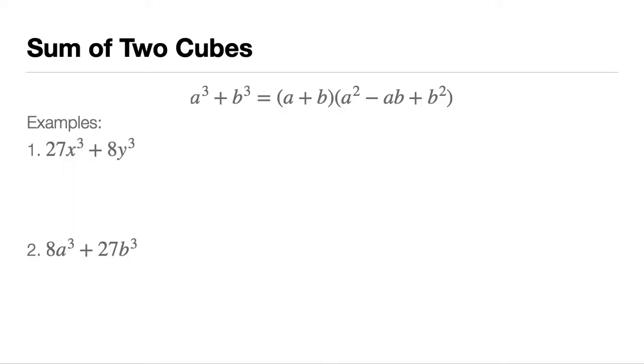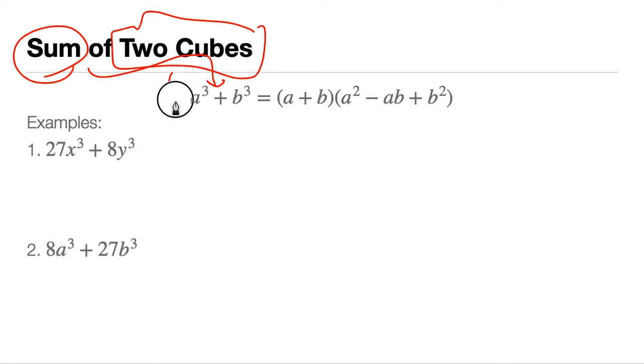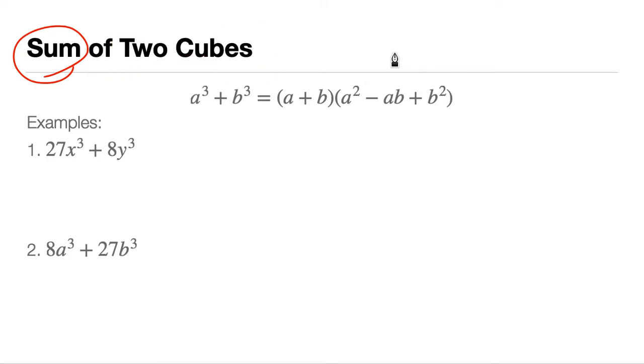Okay, so the sum of two cubes has this formula. If we have an a cubed as the first term and a b cubed as the second term, this is the sum of two cubes. So this is the first cube, this is the second cube. You can see that literally, it's the sum of two cubes. So what's the formula? First, what we need to do is get the cube root of the first term, get the cube root of the second term, and then we can just follow the formula.